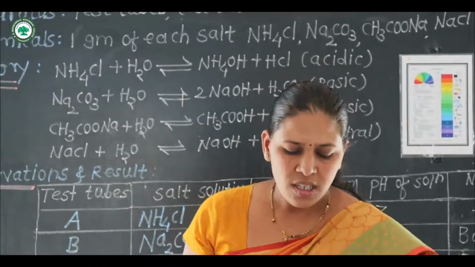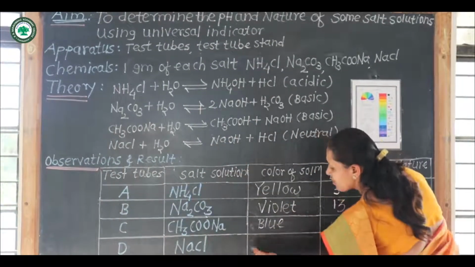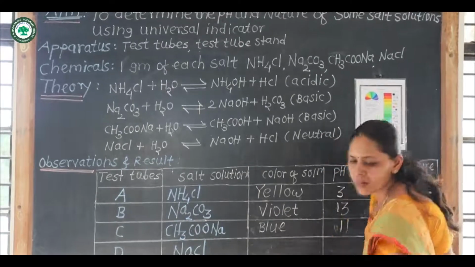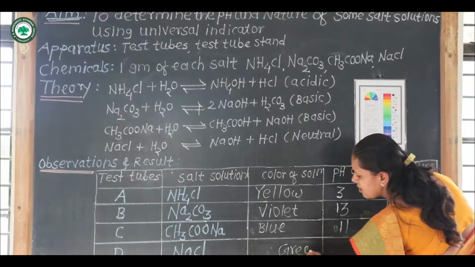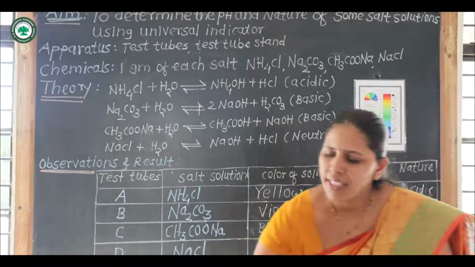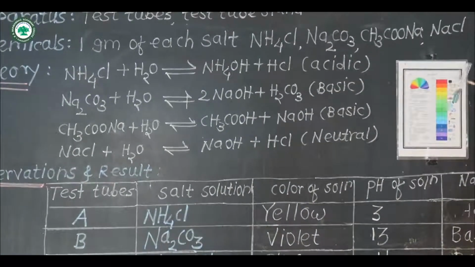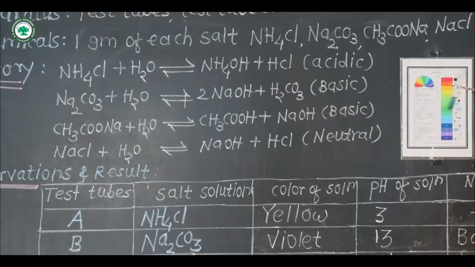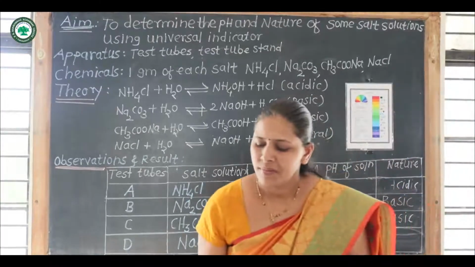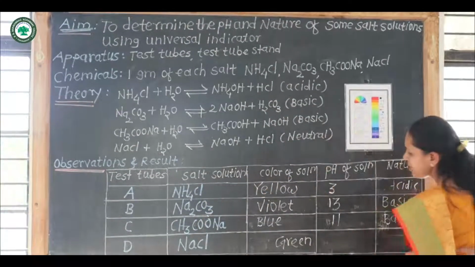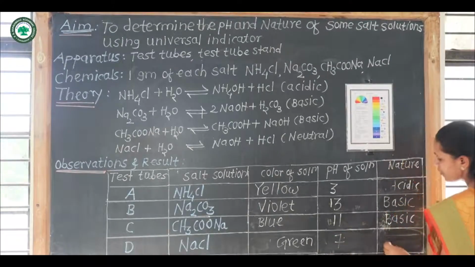The color of the solution is green. Then match the color of the solution to the pH scale. It indicates pH 7 matches this color. pH 7 indicates a neutral solution.